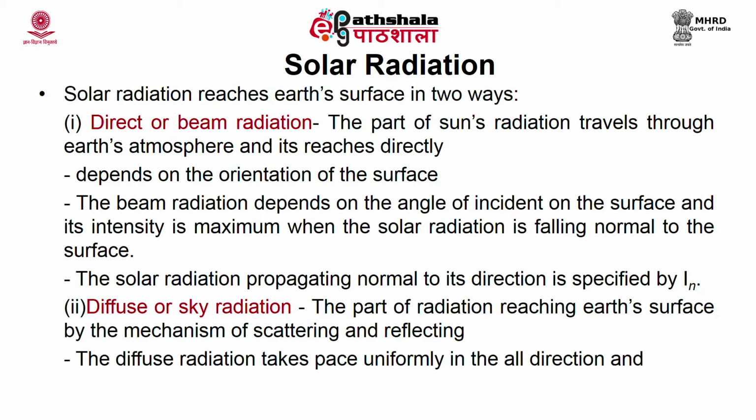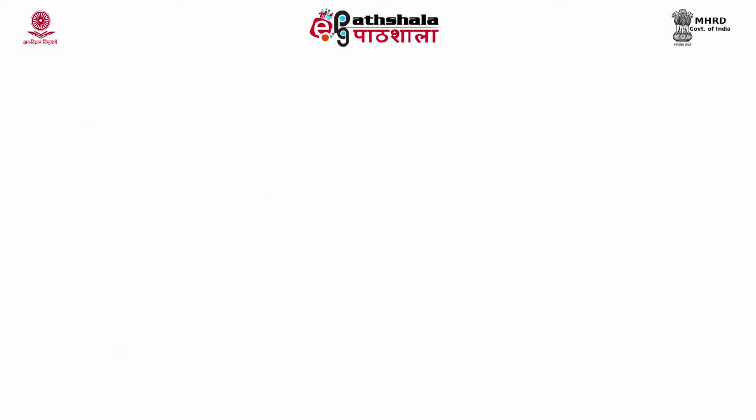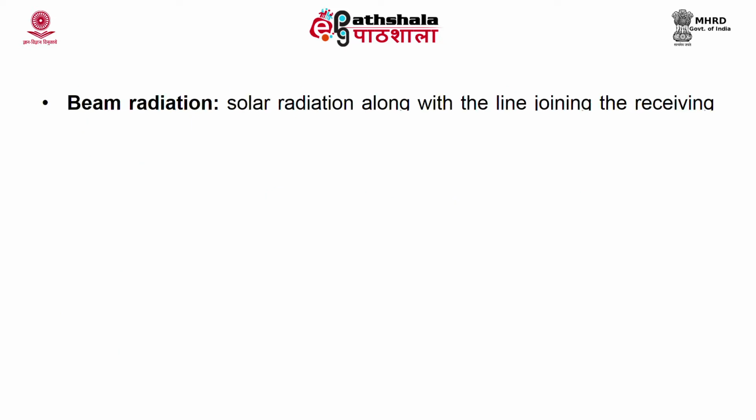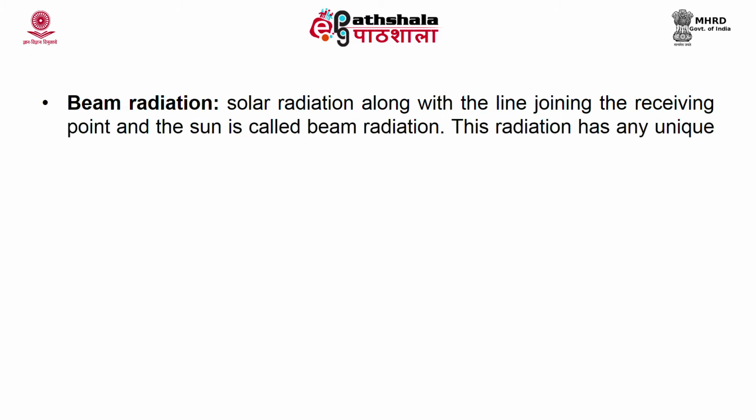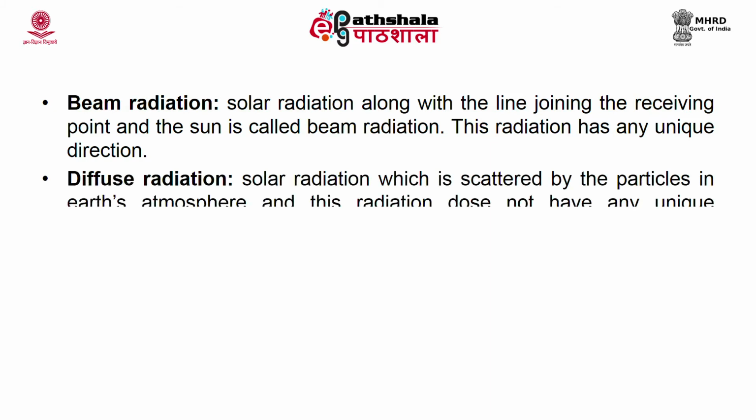So, the sun's rays reach the earth in two ways, either in the form of direct radiation, that is beam radiation, or in the form of diffuse radiation. The diffuse radiation takes place uniformly in all directions. Now, what is this beam radiation? The solar radiation along the line joining the receiving point and the sun is called beam radiation, and this radiation has a unique direction. It falls in a single direction, while diffuse radiation is the solar radiation which is scattered by the particles in Earth's atmosphere, and this radiation does not have any unique direction. That means it can take place uniformly in all directions, and the intensity does not change with the orientation of the surface.